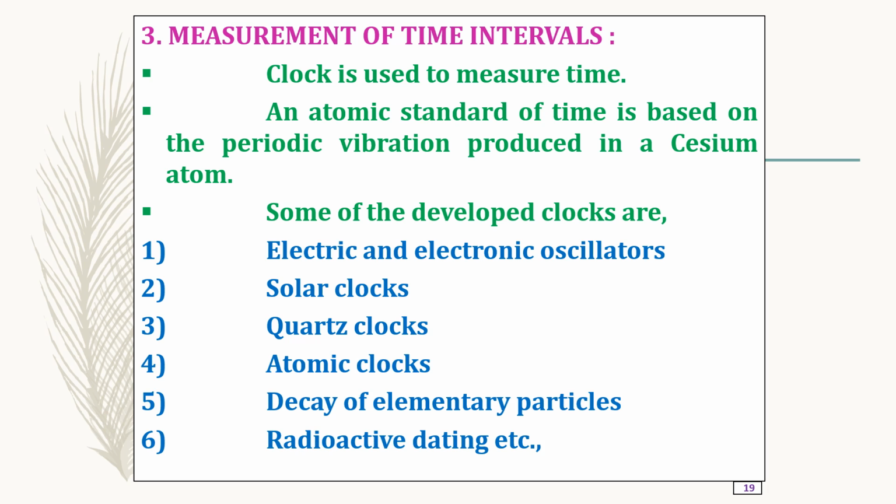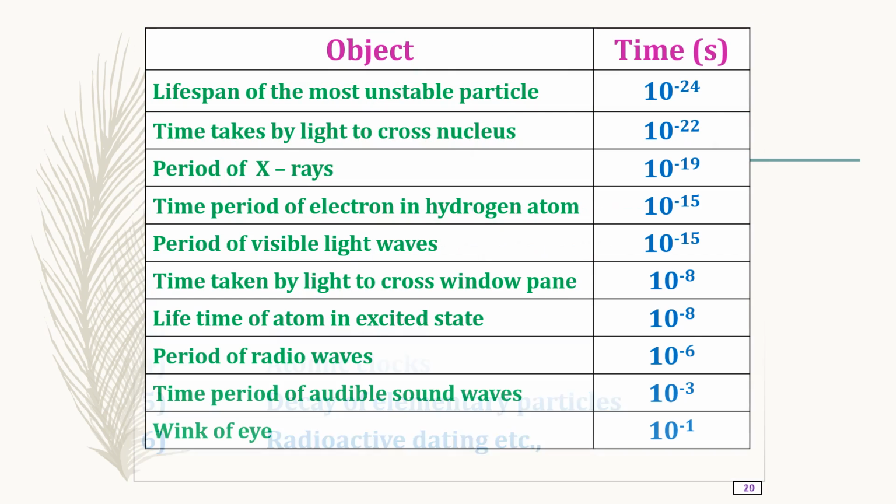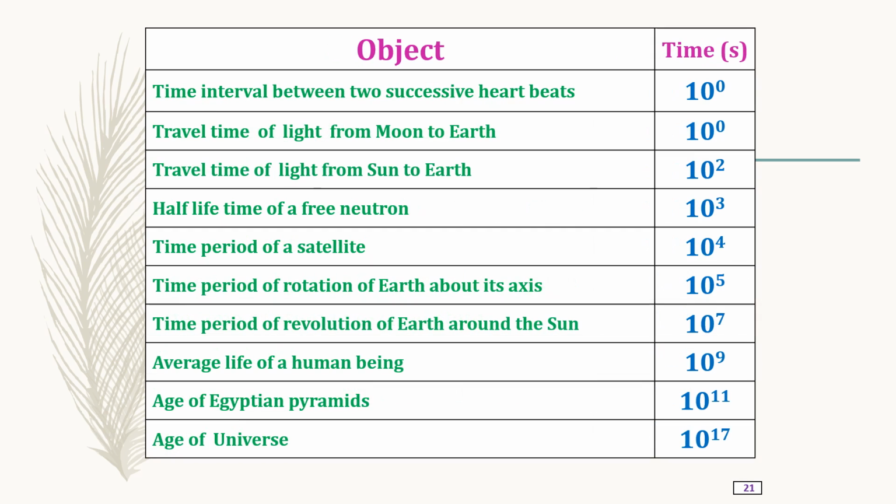Here the order of time interval is also given. Period of X-ray is 10 power minus 19. Period of radio waves is 10 power minus 6. Wink of an eye is 10 power minus 1. In the same way, the time period of a satellite is 10 power 4. Age of universe is 10 power 17 seconds.